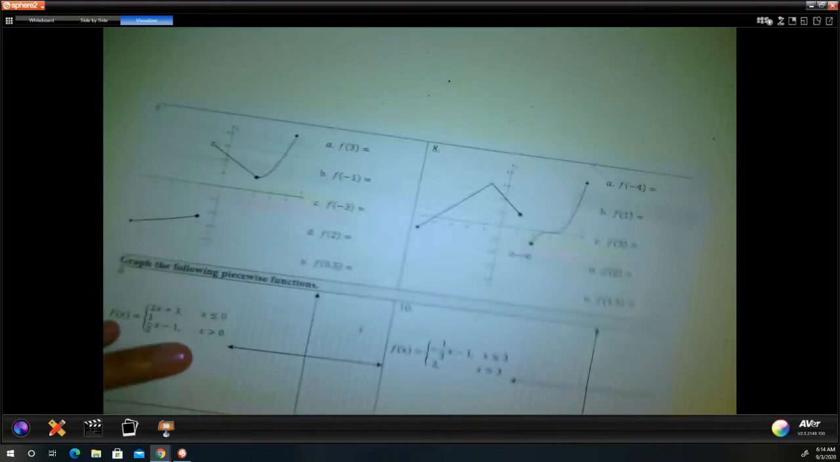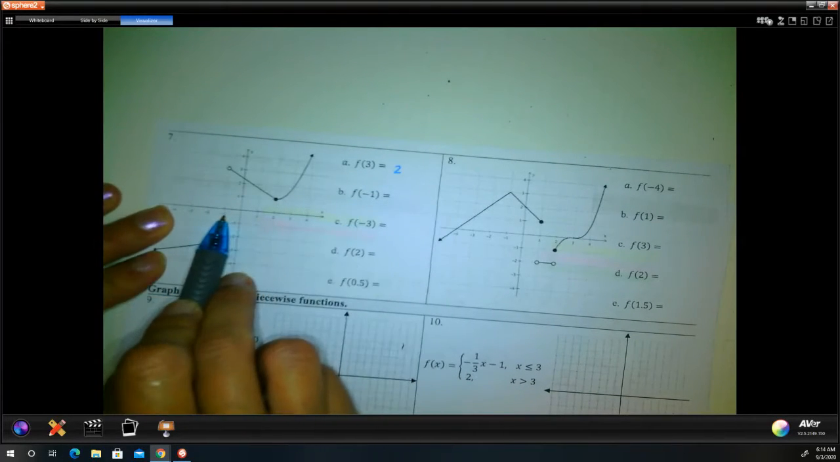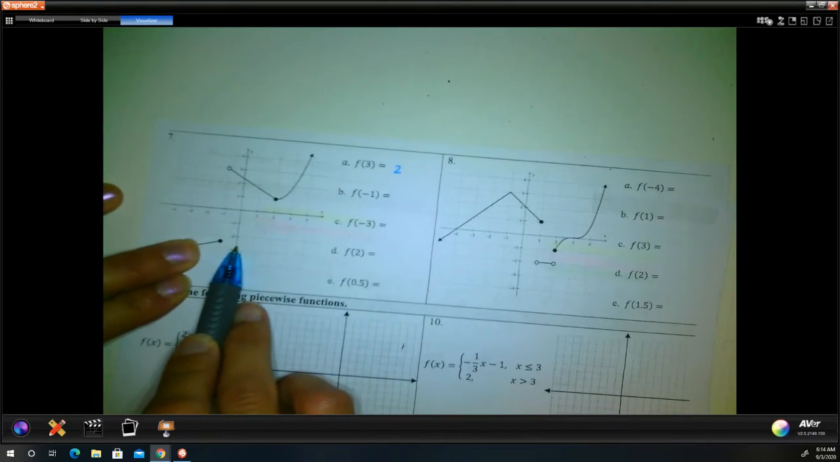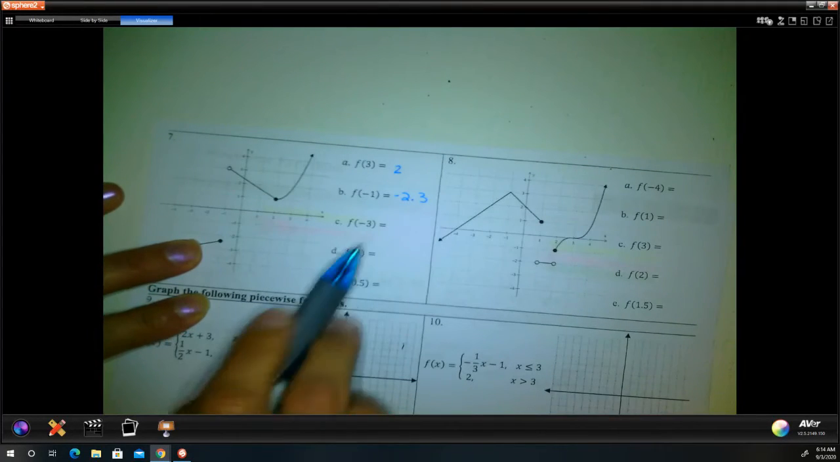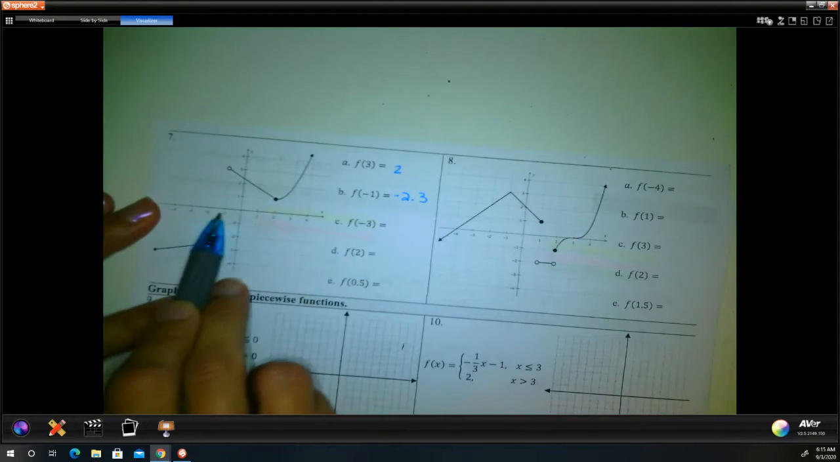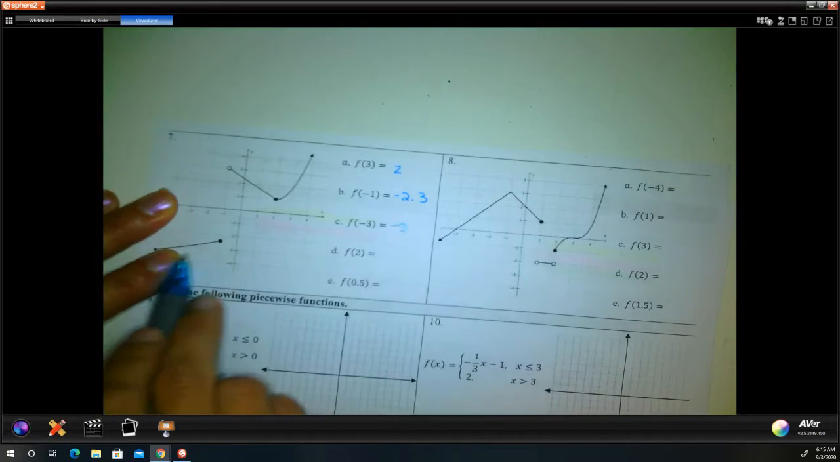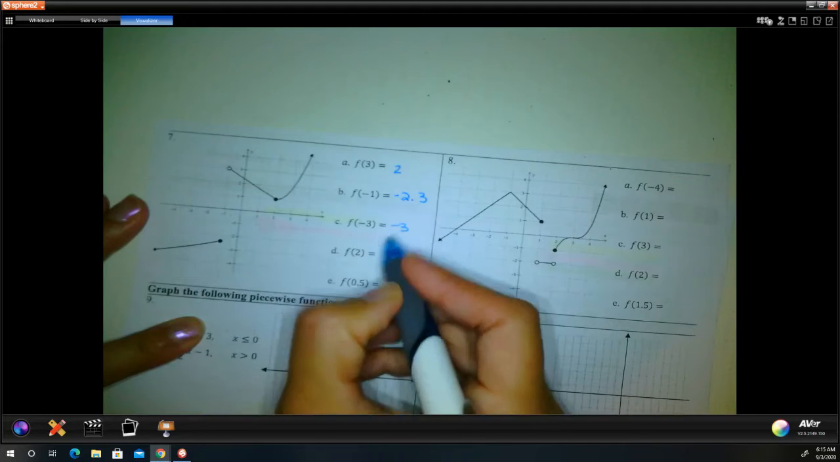So I did not color coordinate this page because honestly, I'm sure you guys are getting sick of it. So x of 3, I'm going to go to 3. That gives me 2. F of negative 1, go to negative 1. That's an open circle, so don't include that. So I see a point down here. We can just estimate that's about negative 2.3-ish. F of negative 3. X of negative 3, go down, negative 3. X of 2, right here. Find your line here, so that's 1.